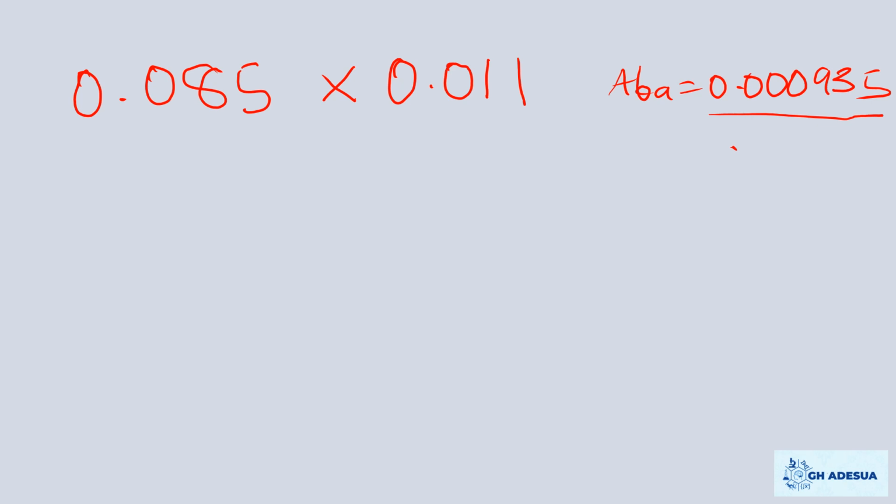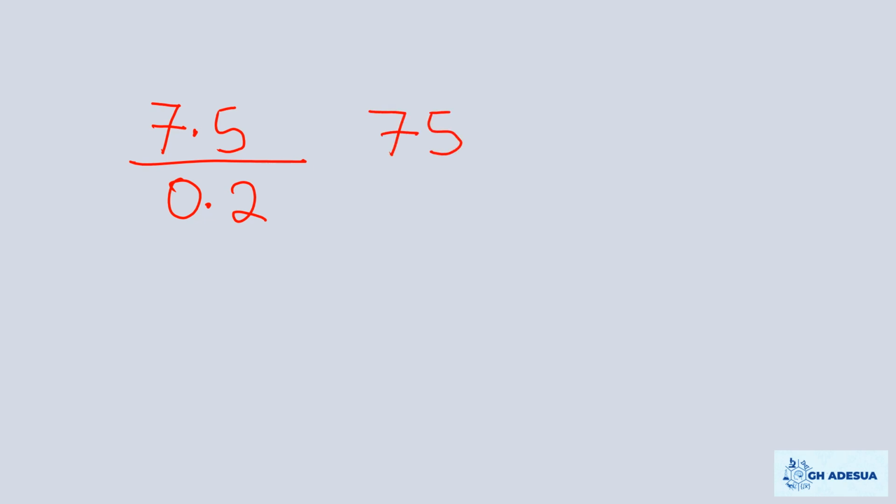Now let's talk about division. Division will also come with a similar concept. So if I give you 7.5 divided by 0.2, I would have 75 divided by 2, right? I guess that's what you have when you have the whole numbers.